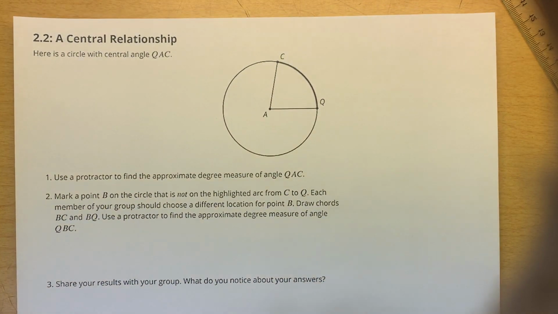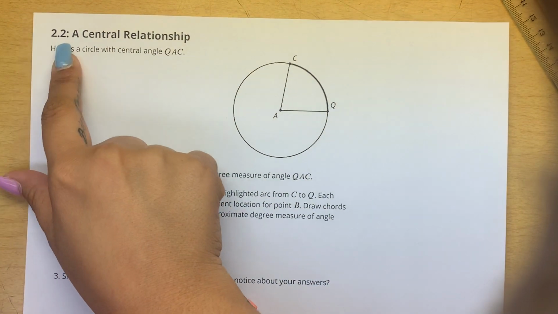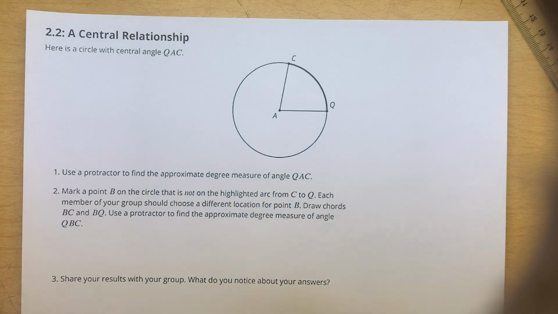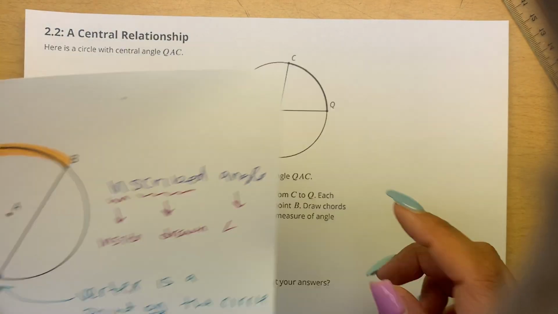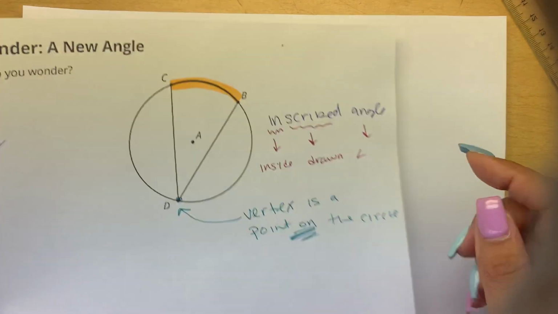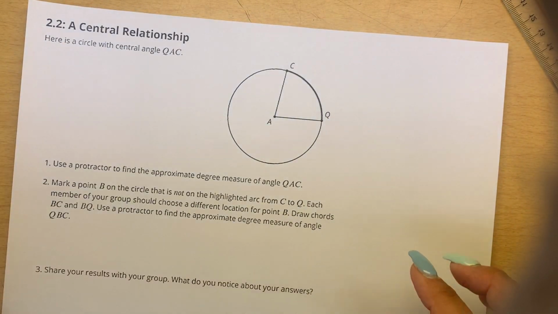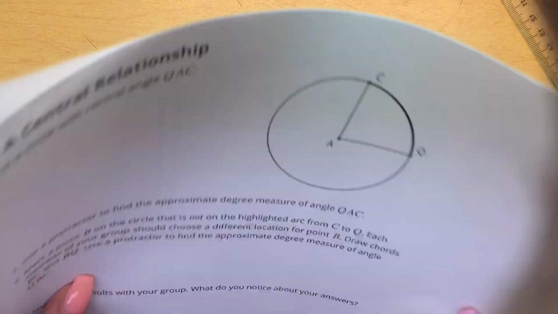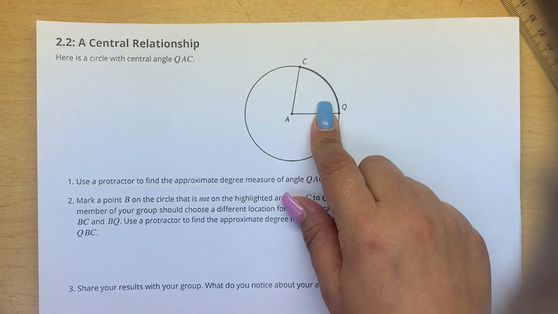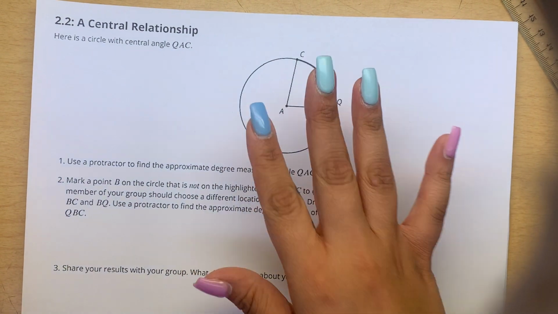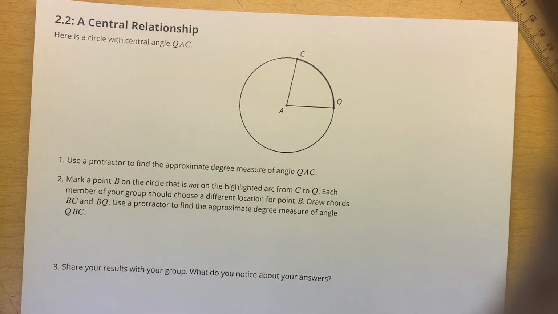All right, so this is going to be Unit 7, Lesson 2, Question 2, a central relationship. In this question, we're going to compare and contrast. How does something like this, a central angle, compare to something like this, an inscribed angle? They are different. They have different qualifications and different relationships with the arcs that they intercept. Hopefully in this question, we'll clarify some of those things if you have been thinking about them.